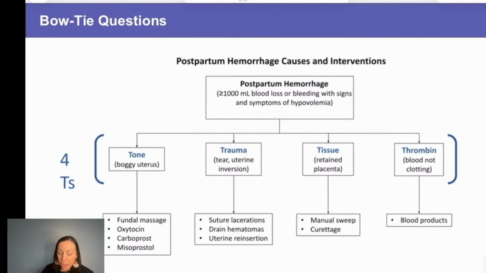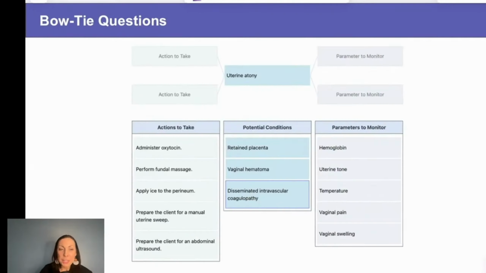So now we can look at what kinds of interventions we're looking for, because not all postpartum hemorrhages are treated the same. So for our tone, we are going to be looking for doing fundal massage, giving oxytocin, carboprost, or misoprostol, just medications that would firm up that uterus. So keeping that in mind, we'll take a look at all of our options.